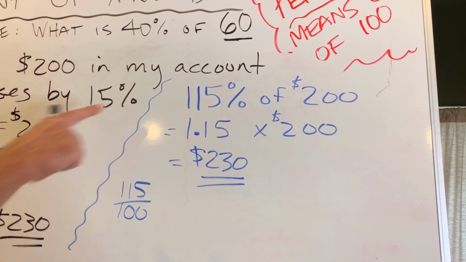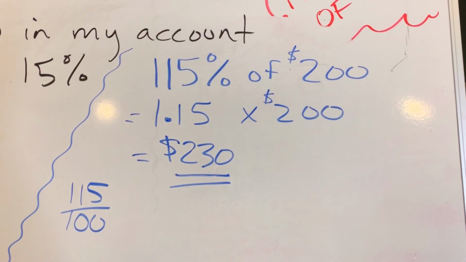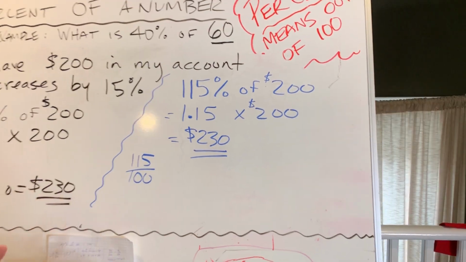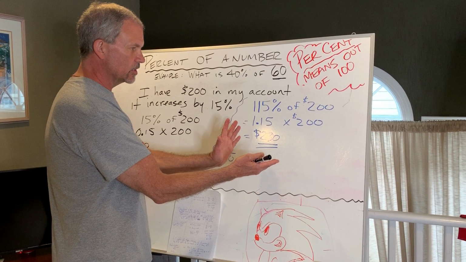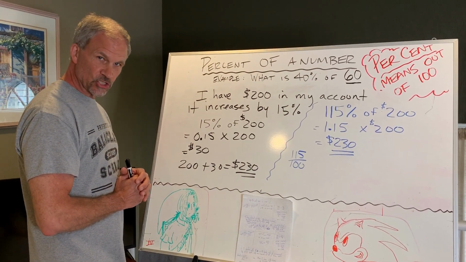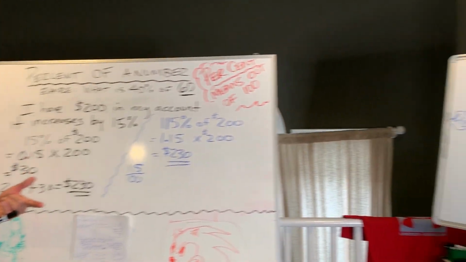Okay, so if you understand what that means, if something increases by 20%, well, now it's 120% of what it was. If it increases by 15%, it's 115% of what it was. So I like this. It's more concise. As you can see, a little bit less writing, more efficient. But that's percent of a number, and percent is a number.